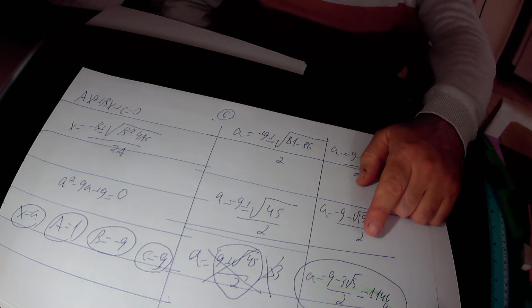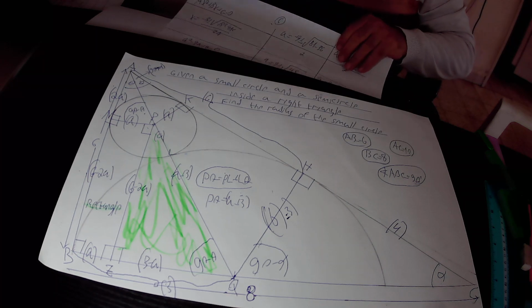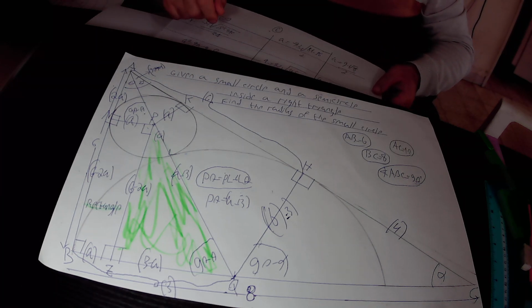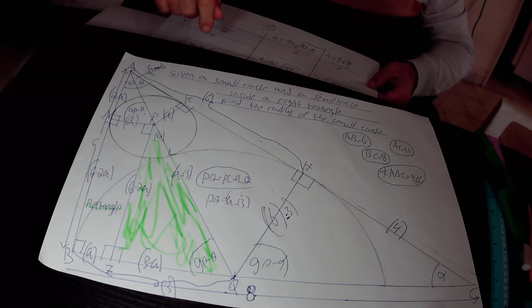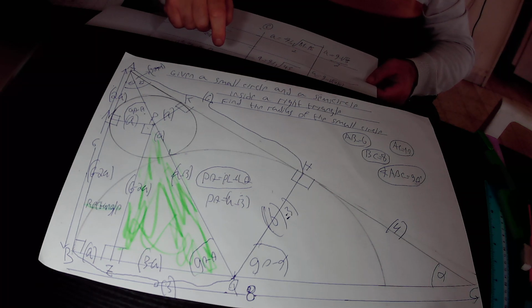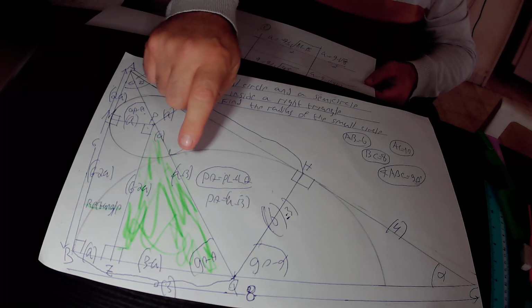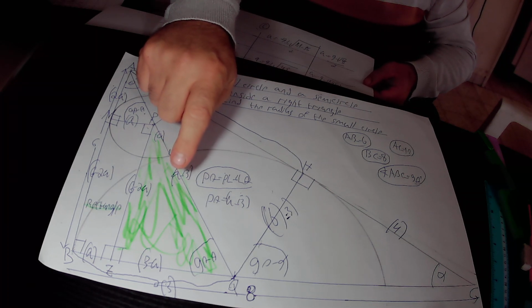So in conclusion, we found that the radius a of this small circle equals 9 minus 3 times the square root of 5, all over 2 units. In terms of numbers, the radius of this small circle a equals 1.146 units. That is less than the radius of this big semicircle, that is 3.